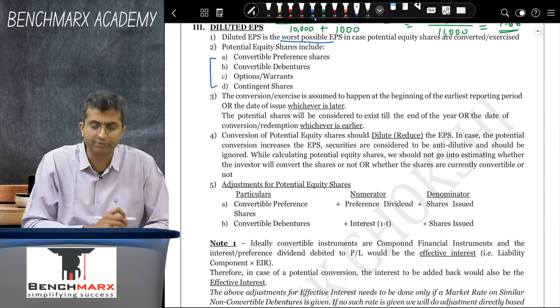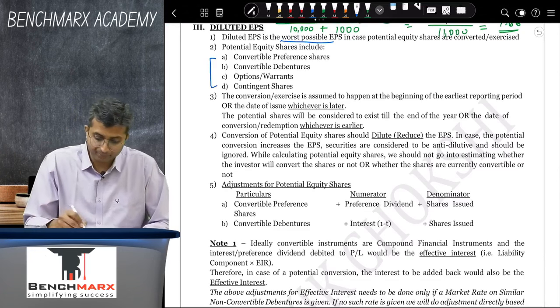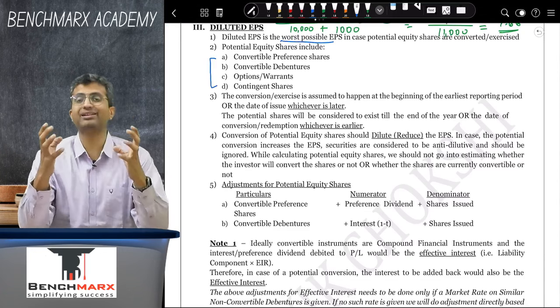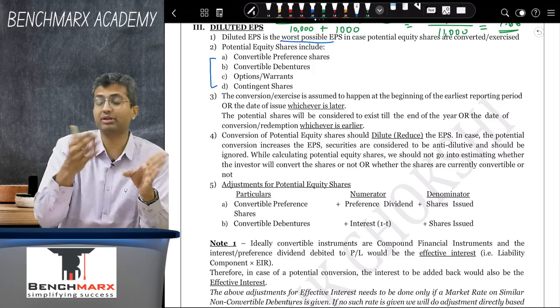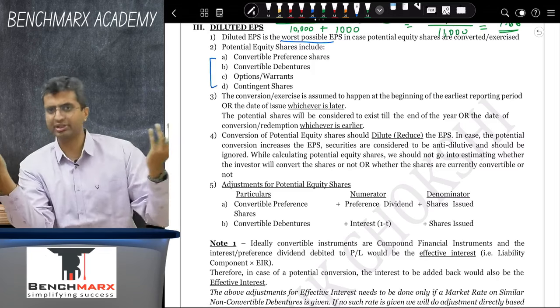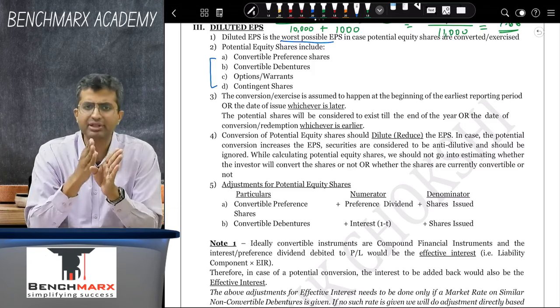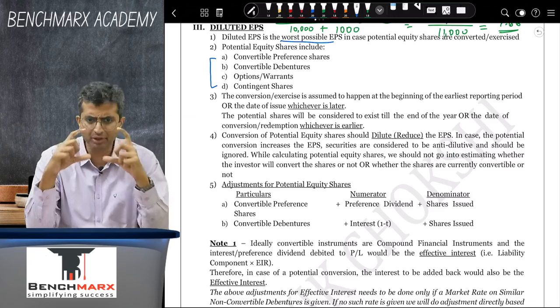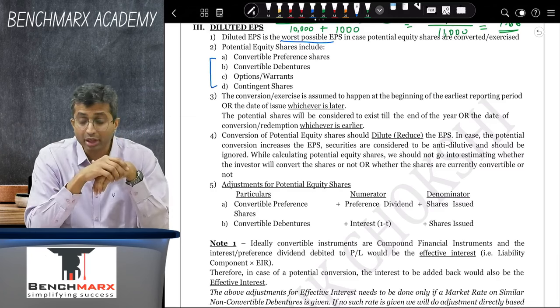There are various types of potential equity shares. You will include them for the period they were potential, that is from the start of the year if they were in existence till the end of the year if they are still potential, and if they were converted or redeemed during the year, then up to that date. So for the period they were potential, they should be included.